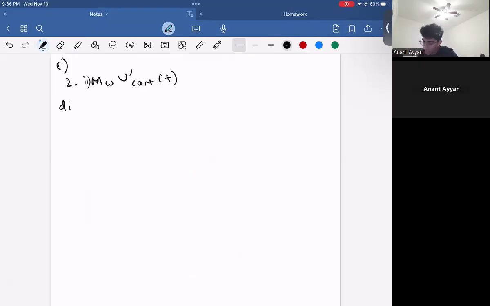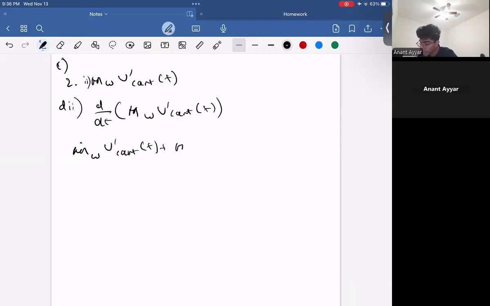That's fine. And then dI/dt is the derivative of this thing. So d/dt of m_w v prime of the cart at time t. This is just a basic product rule, and you get m dot w v prime of the cart at time t plus m_w times the derivative of the cart velocity, that was cart at time t.